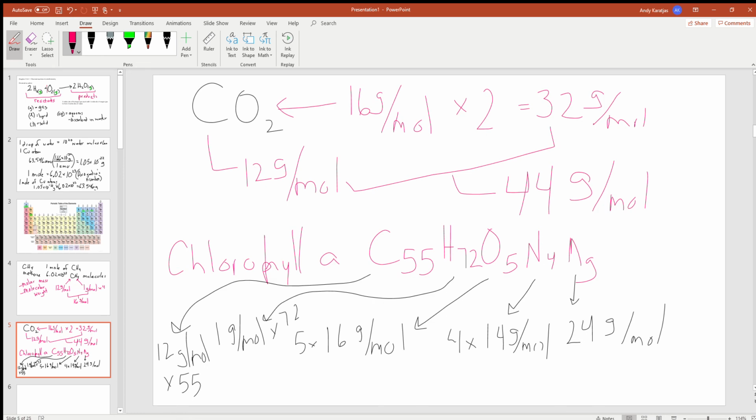So now we just have some arithmetic to do. There's multiplication and then add all of these together. So our 55 carbons will add up to a total of 660, plus 72 for the 72 hydrogens. The oxygens get us 80 more. 4 times 14 for the nitrogens is 56, and 24 for the magnesium. So we add all that up, and we get a total of 892 grams per mole.